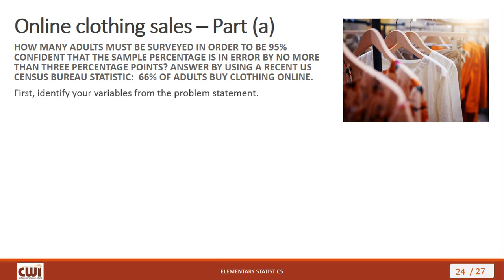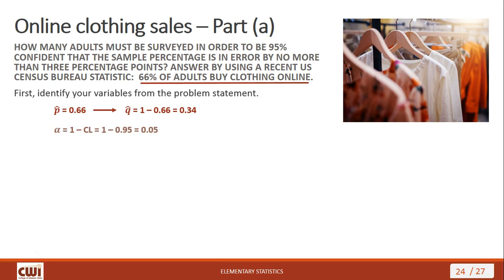This is going to be the first of our variables that we identify from our problem statement. P hat is 66% or 0.66 because this is what was stated in the problem statement. 66% of adults buy clothing online. This then means that q hat is going to be 0.34. We simply take the 0.66, subtract from 1, and that gives us q hat of 0.34.